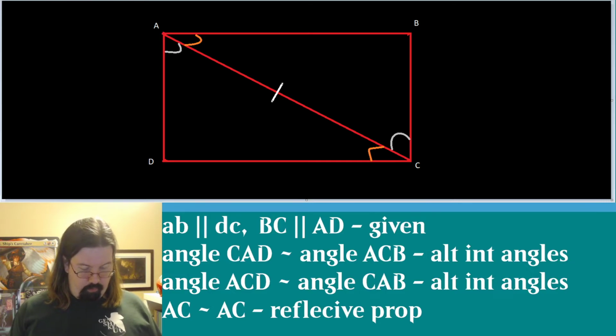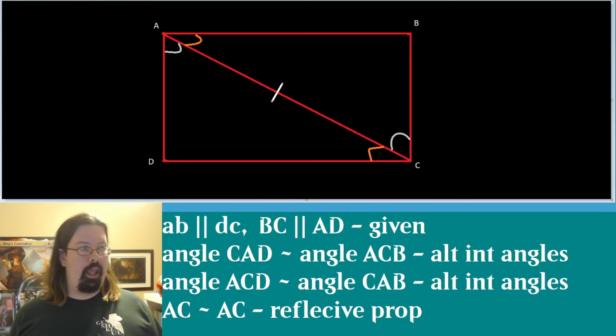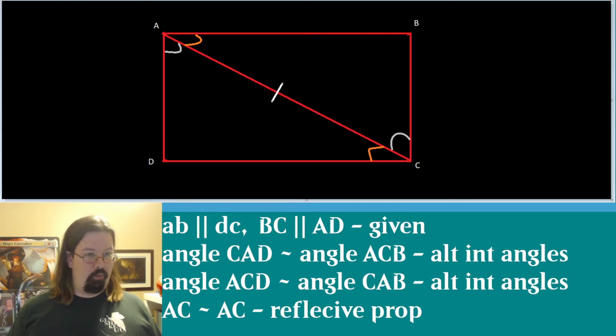So that gives us angle, side, angle congruency for triangles ABC and CDA.